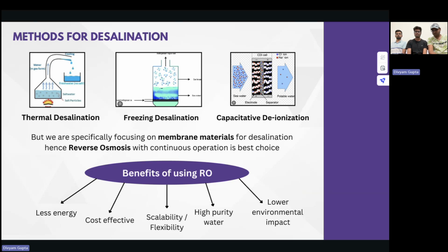Next, coming to the environmental impact. As compared to the above three methods, the RO method provides a lower environmental impact.